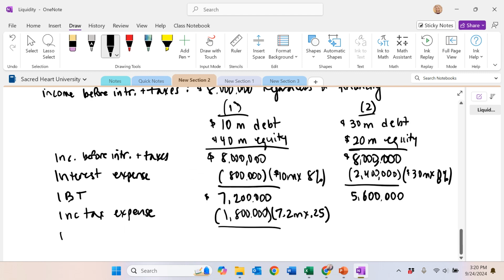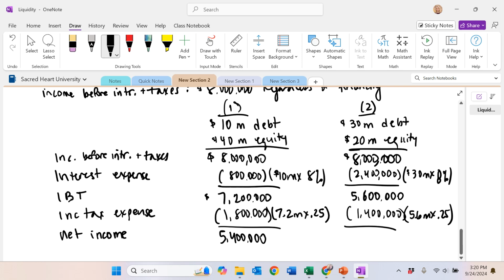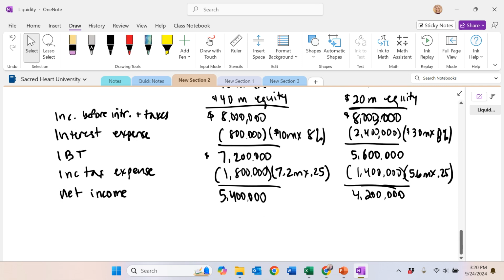Scenario 1, we have net income. This is the more equity-based financing. We have net income of 5.4 million. Scenario 2, $30 million of debt, higher interest expense. The income tax expense, 5.6 million times 25% tax rate, works out to be 1.4 million. And net income, 4.2 million. Okay, so on initial inspection, we see that net income is quite a bit higher when we use less debt, and that's because we had lower interest expense, of course.